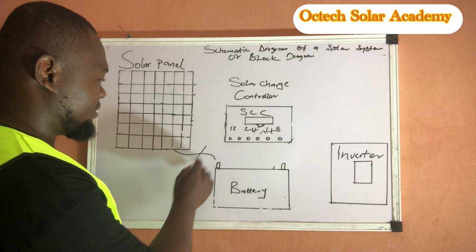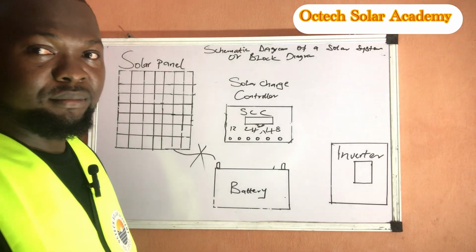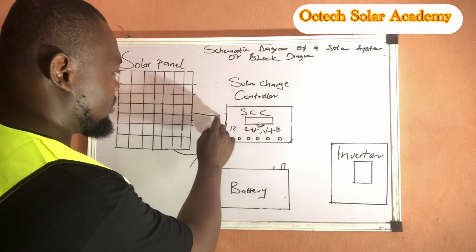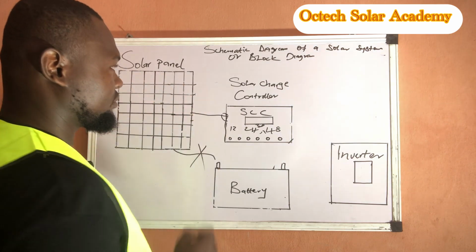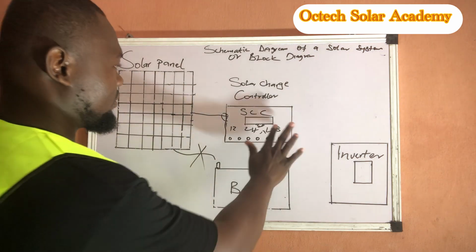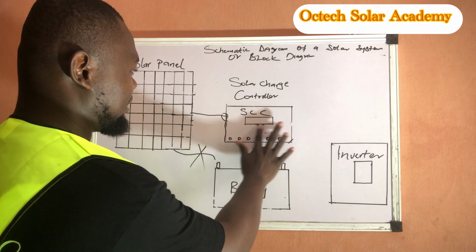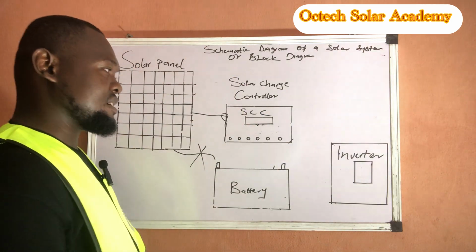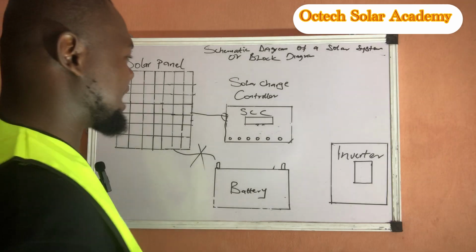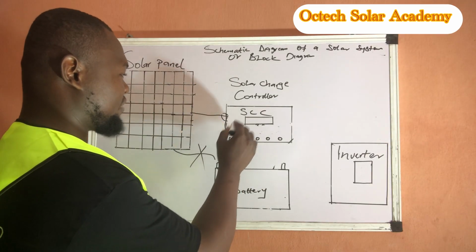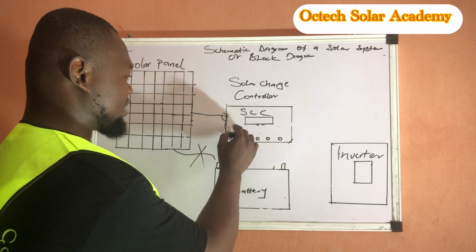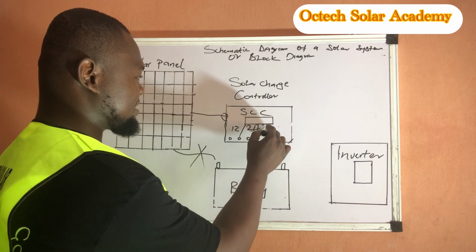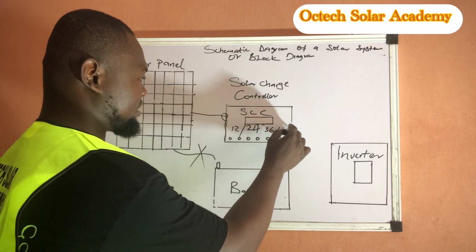Now, for the sake of professionalism, it is unprofessional for an installer to connect your solar panel directly to your battery. Rather, the solar panel is connected to the charge controller, and this is the solar charge controller, SCC. This charge controller has its reference voltages. It has 12 volts, 24, 36 and 48.